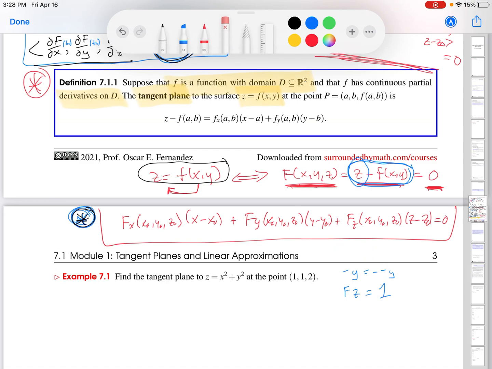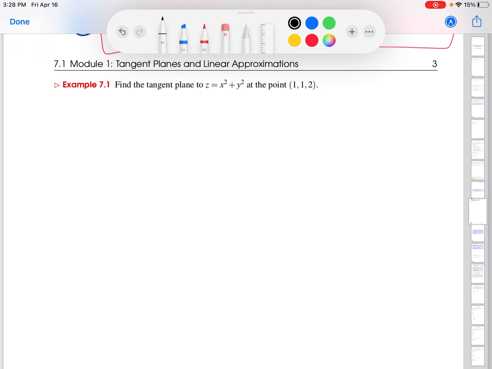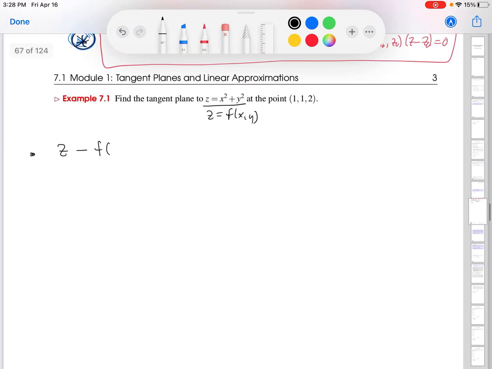So now let me show you how you use this stuff in practice. We'll do an example. And then I'll show you also with the technology what this looks like and what the plane looks like. Okay, so here's the example. Find the tangent plane to z equals x squared plus y squared at this point. So now I know, I'm just going to write down that equation. This is of the form z equals f of x comma y. So I'm going to write down the equation of the tangent plane first, just so I know what I'm looking for. So z minus the function's value at a, b. So z minus f of 1, 1 equals the partial derivative at that point times x minus the x value of the point plus the partial derivative at that point times y minus the y value at that point.